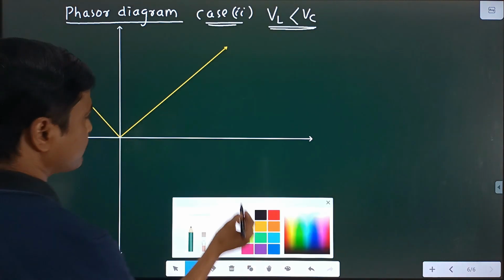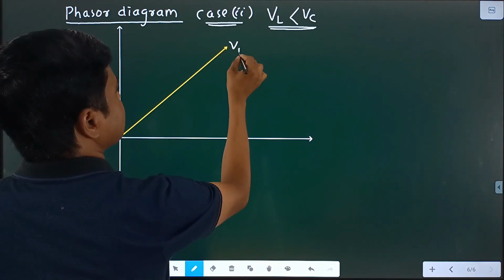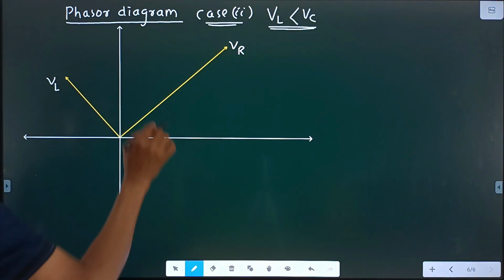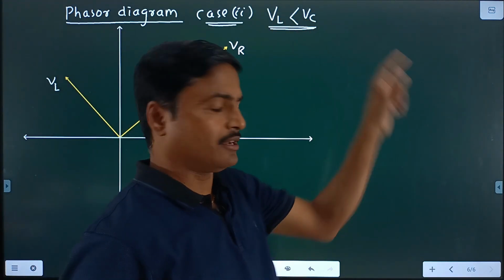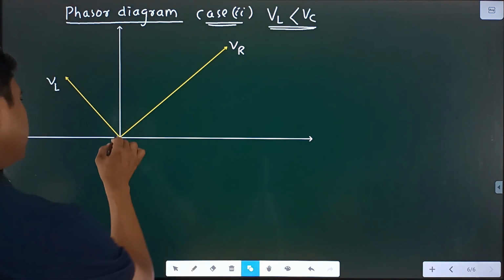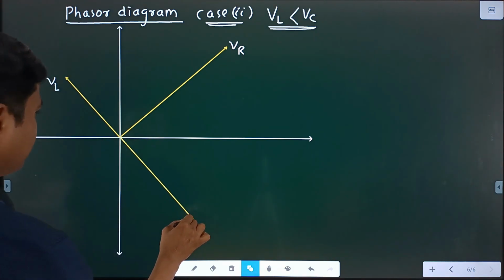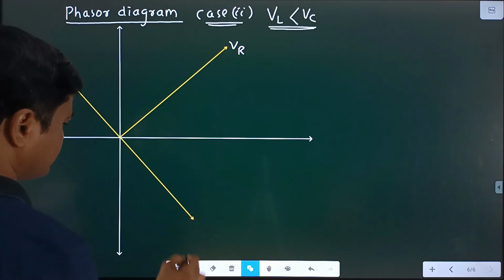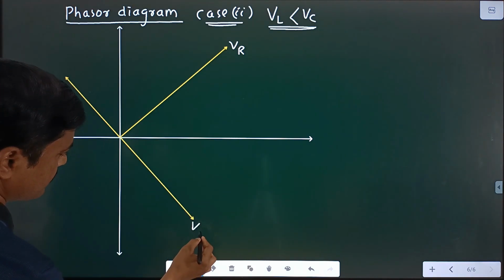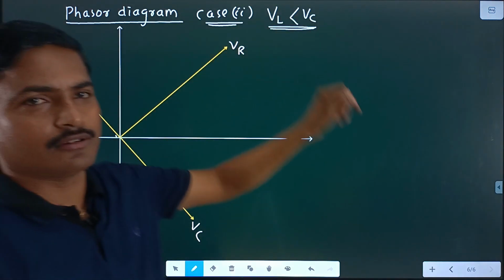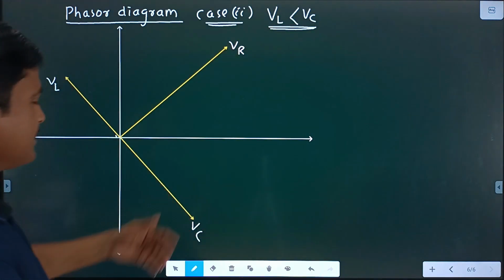We write the same thing. This one is the VR. This one is the VL. Next is VC. Here VC is greater than VL. We draw the VC just in the opposite direction of the VL. This one we write that is VC. And the magnitude of VC is greater than the VL. This is the condition. Here also three vectors are there.